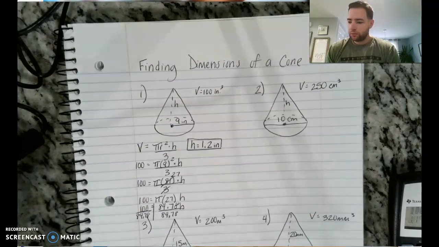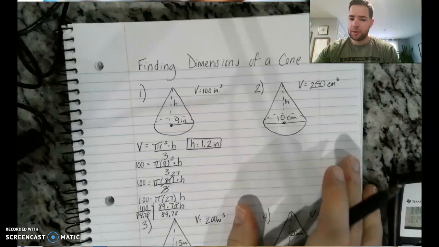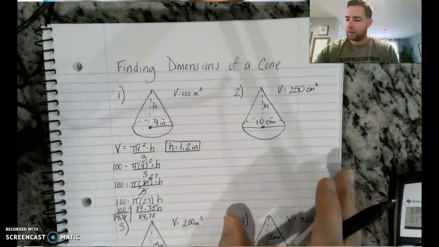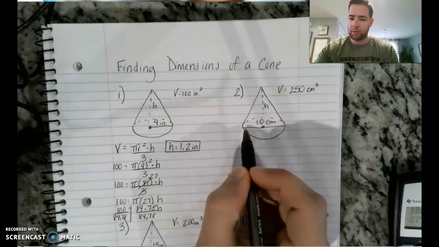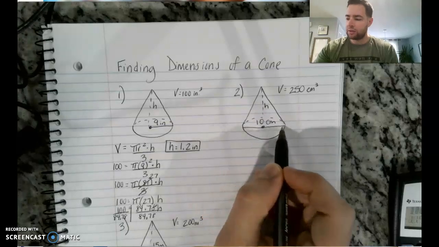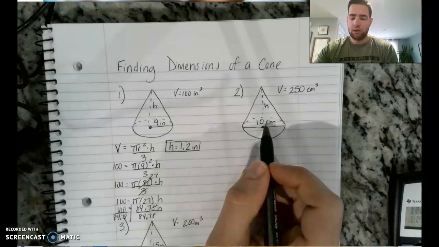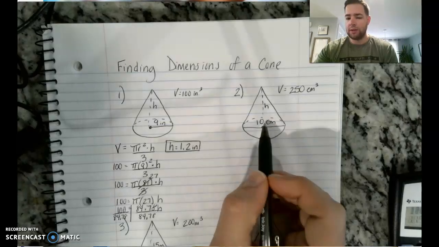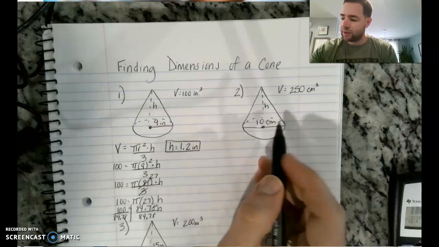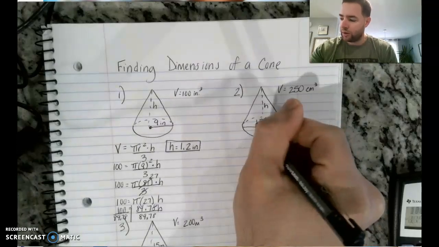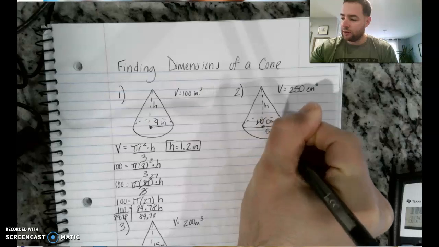Alright. Looking over at number 2, it's a little bit different than number 1 because you're going to notice, yes, we're still looking for the height. They give us a volume. However, here they give us the diameter. So the first thing I need to do is turn this diameter to the radius. And hopefully you're thinking, in order to get the radius when we're given the diameter, we need to divide by 2. So 10 divided by 2, I'm going to cross this out. It's going to become 5 centimeters for my radius.